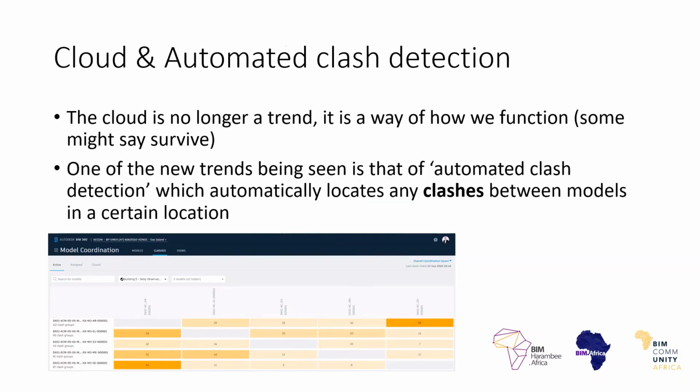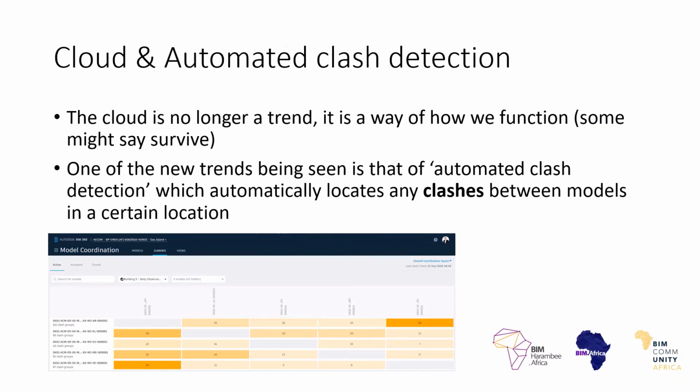Then we're seeing the trend of cloud. Obviously, everybody's working in the cloud at the moment to some level. So cloud is obviously a big thing, and doing reviews on the cloud is a major thing, but nothing really new. Then we're seeing the trend of automated clash detection starting to come through.